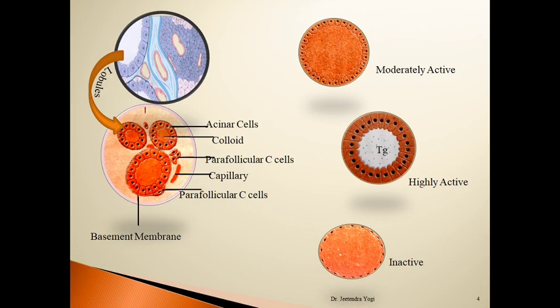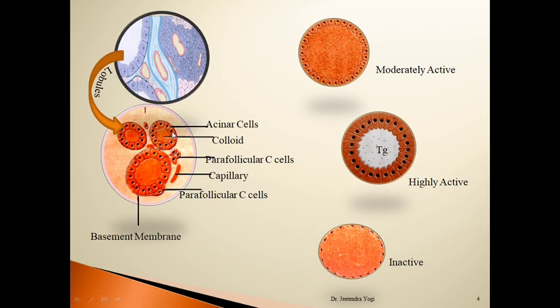The second cell that is present in the lobules is the parafollicular cells or C cells, but these cells never border the lumen or the colloid. Instead, these cells are present in between the basement membrane and the follicular cells, or in the parenchyma of the lobule. Now let's see one by one each and every cell of this lobule. Now first come to the acinar cell or follicular cell.